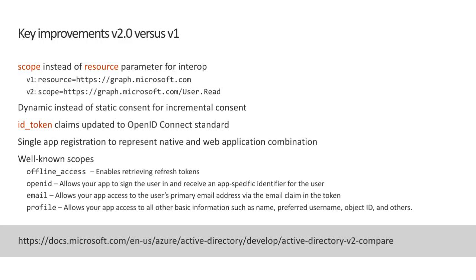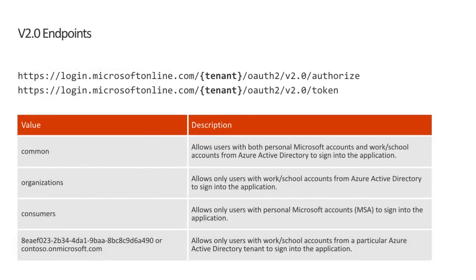OpenID is a scope that's going to allow your app to sign in the user and receive an app-specific identifier for the user. Email allows your app access to the user's primary email address via the email claim in the token. And Profile allows your app access to all other basic information such as the name, preferred username, object ID, as well as others. There are two primary endpoints for V2, the authorize and the token endpoint.